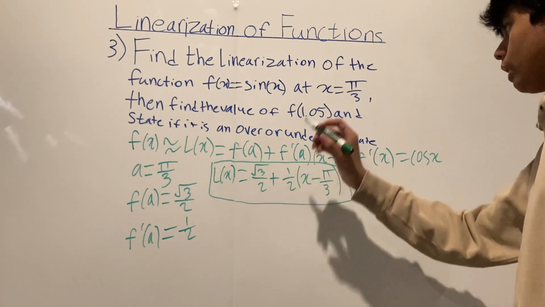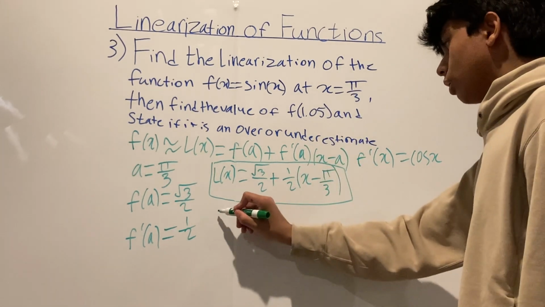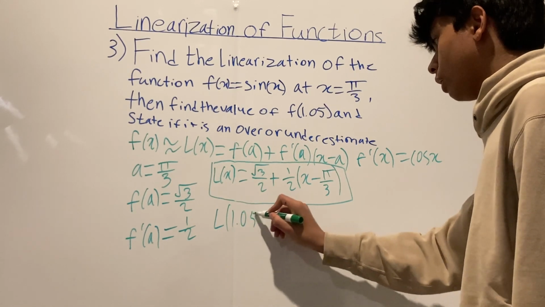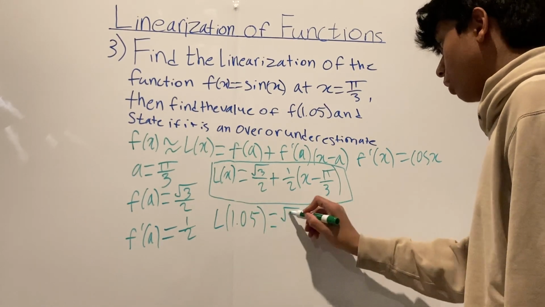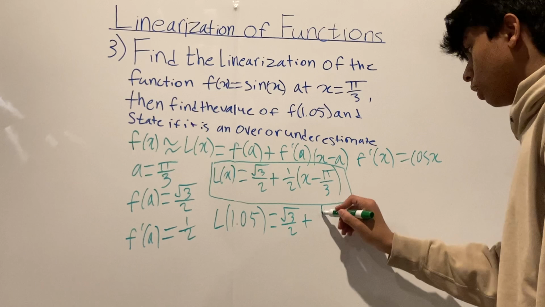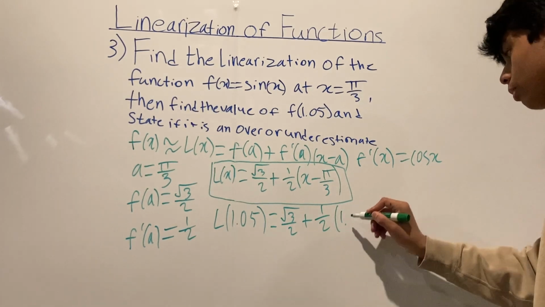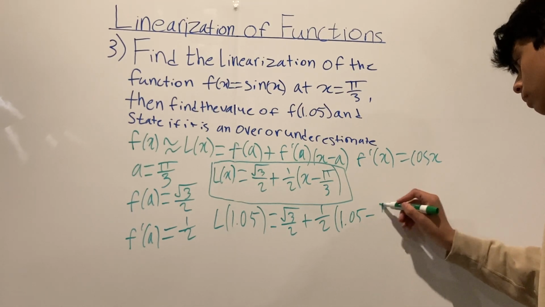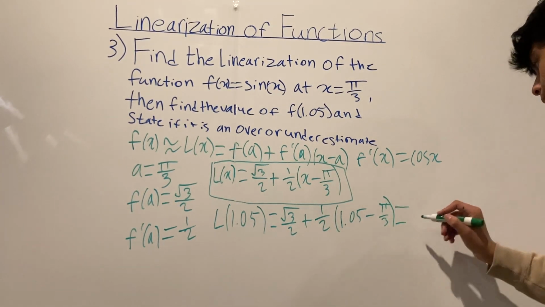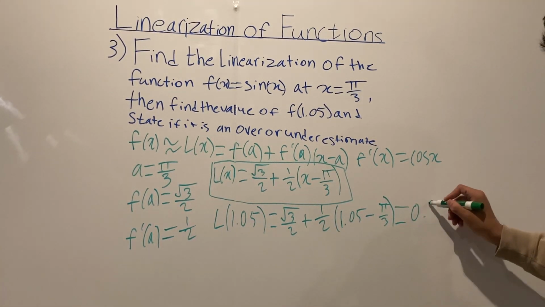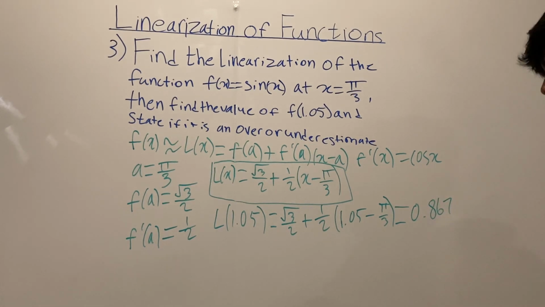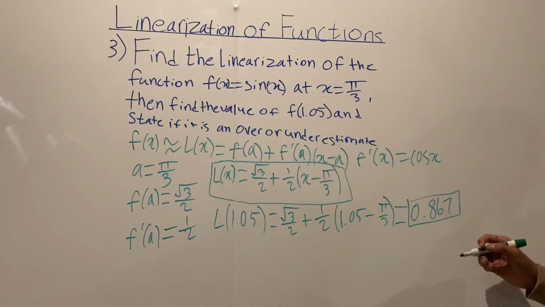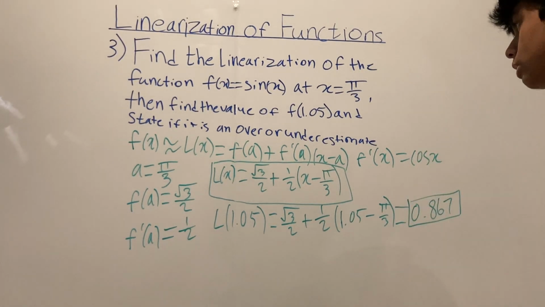Now let's find f of 1.05. So let's plug into our L of x equation. L of 1.05 is going to equal square root 3 over 2 plus 1 over 2 times 1.05 minus pi over 3, which is roughly around 0.867. Now this is our approximation for f of 1.05, but now let's see if it's an overestimate or underestimate.